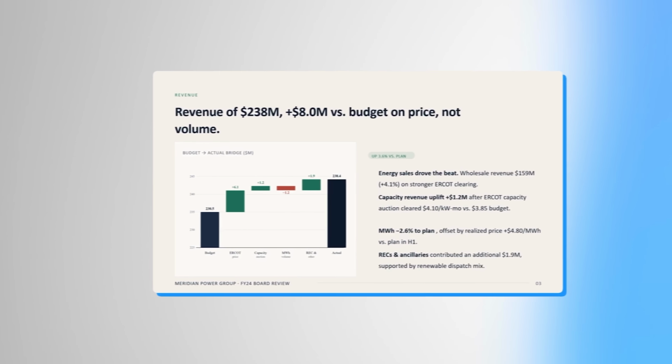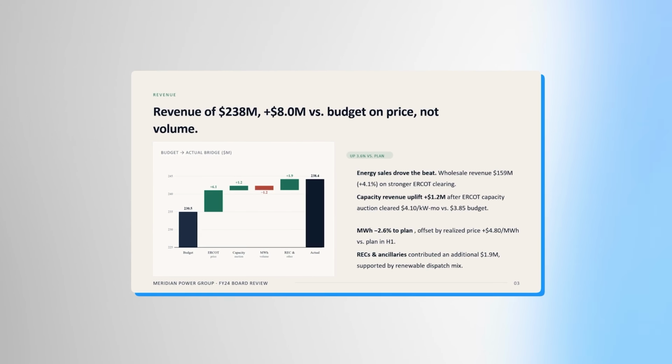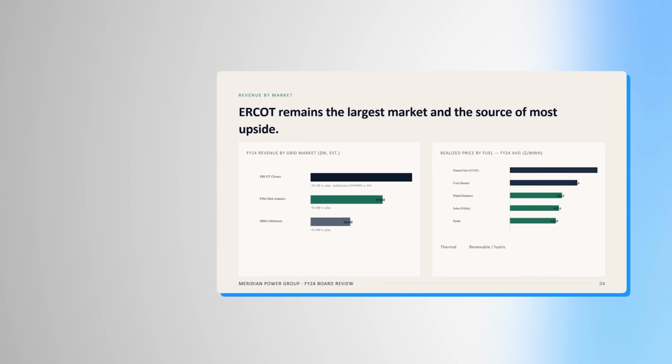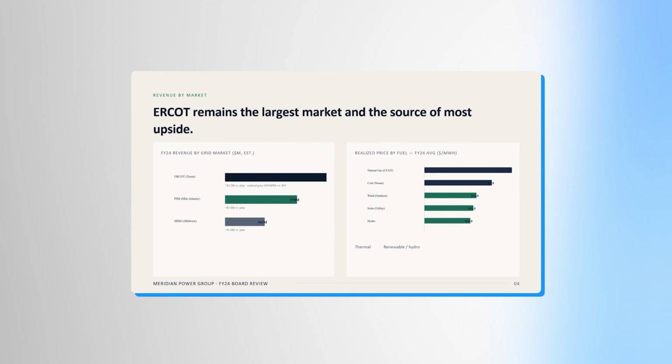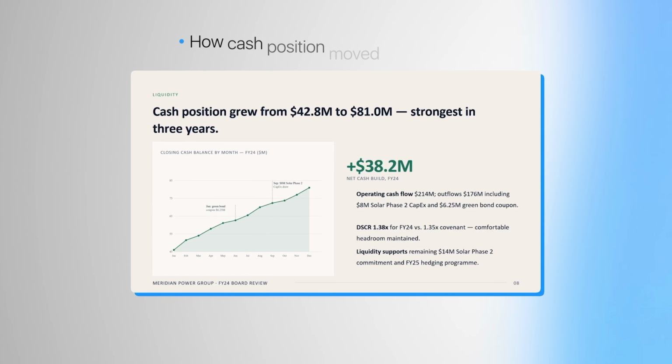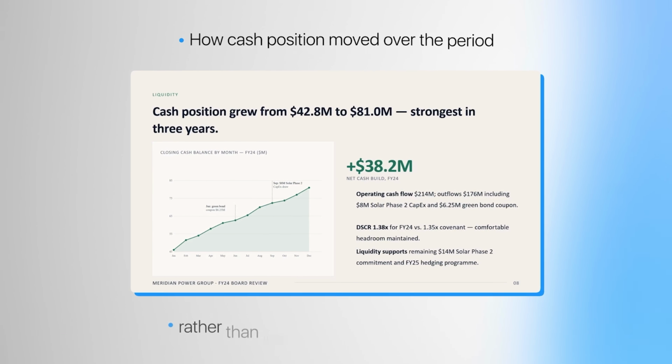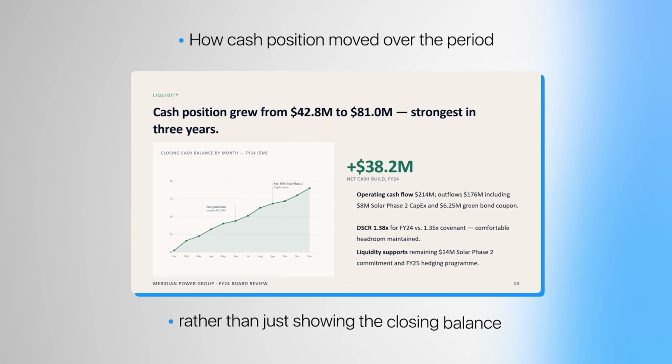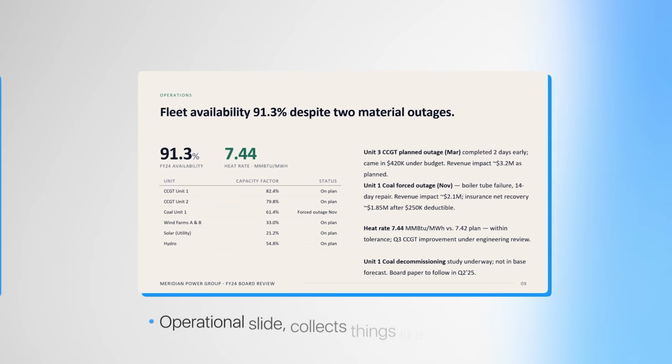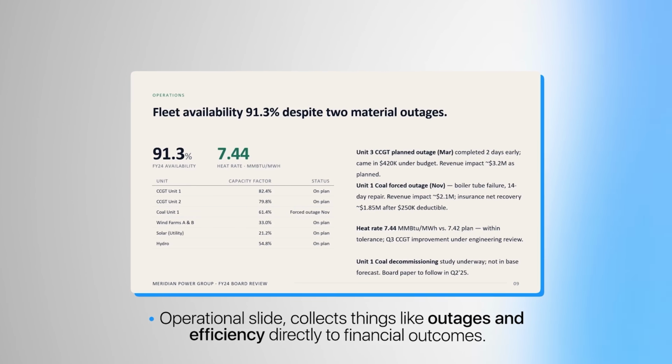From there, the deck moves into what drove performance. The later slides go into depth where it counts for a board audience. A liquidity section explains how cash position moved over the period rather than just showing the closing balance. An operational slide connects things like outages and efficiency directly to financial outcomes.